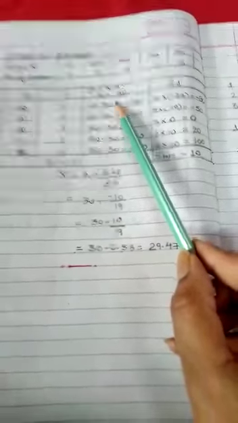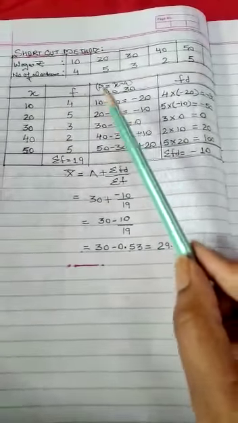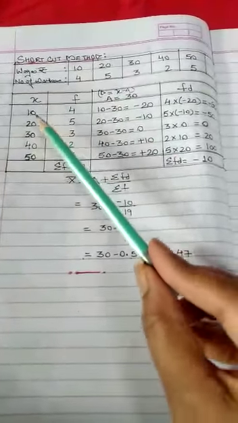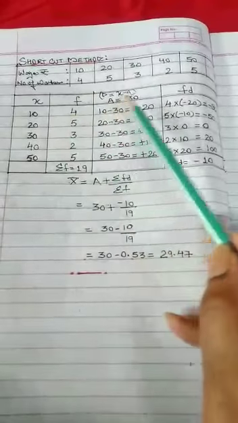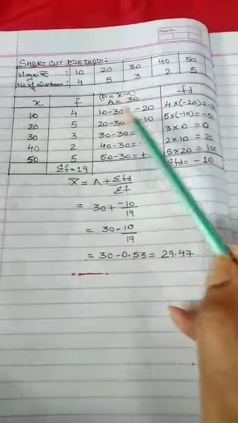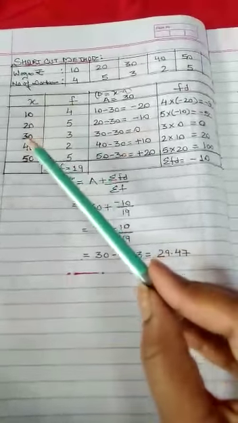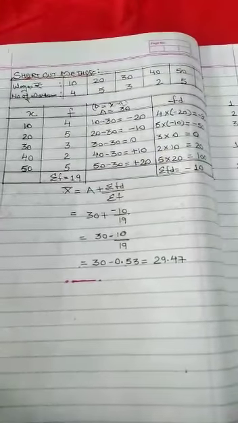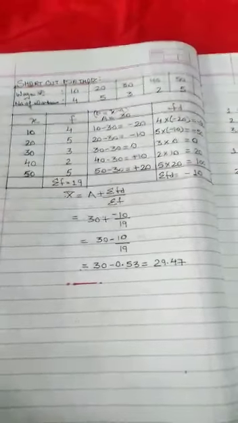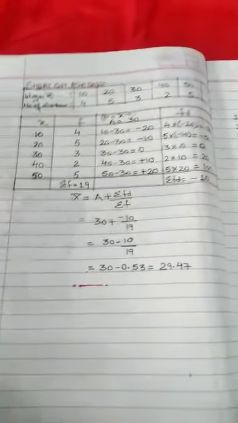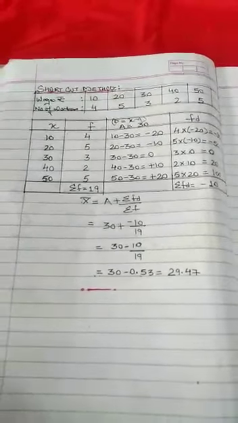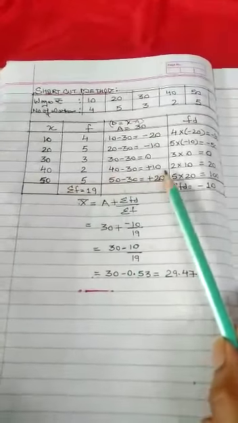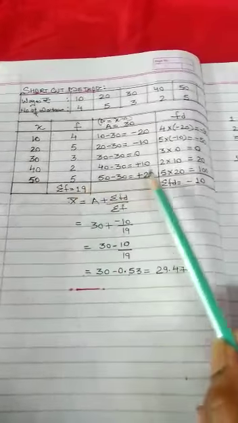So first we'll take out the deviation. For taking out deviation, what you have to do? See, I have written over here X minus A. That means from the X, the assumed number has to be subtracted. So 10 minus 30 comes to minus 20. Then 20 minus 30 comes to minus 10. And then 30 minus 30 comes to 0, right? And then 40 minus 30 is plus 10 and 50 minus 30 is plus 20.